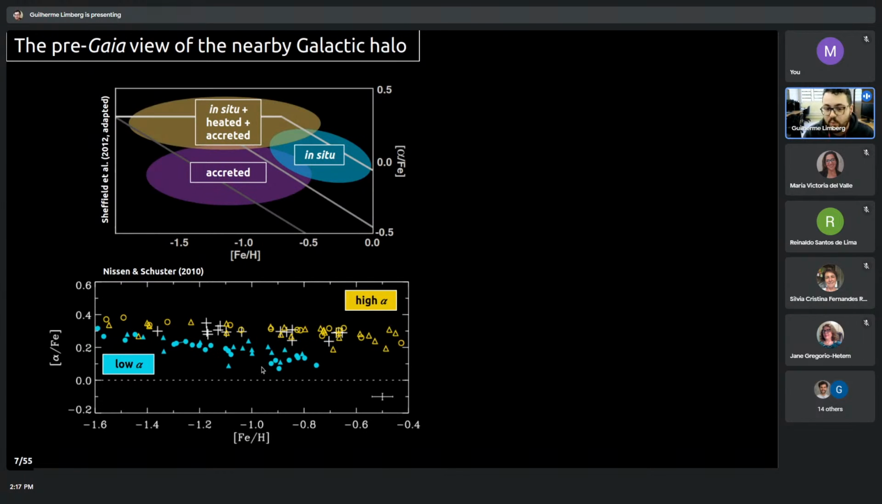And one thing very important from this plot is that these yellow points are kind of indistinguishable from the white crosses. And these white crosses are stars from the thick disk that were analyzed in the same observational campaign. So the halo of our Milky Way is composed of these two populations. One of them has high alpha abundances, which are indistinguishable from the chemical abundances of stars from the canonical thick disk. On the other hand, there is a bunch of stars with low alpha abundances that are very similar to the region of this chemical abundance plane that is indeed expected for accreted populations.